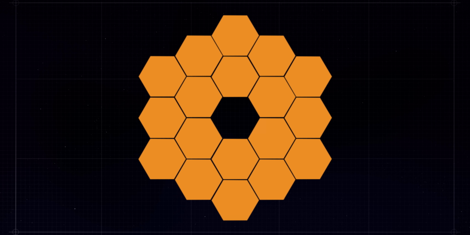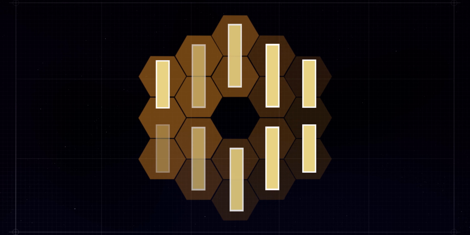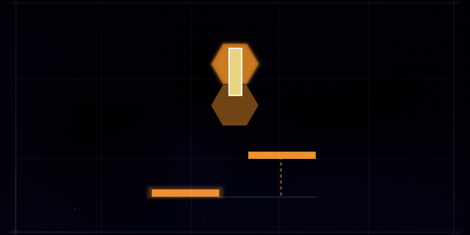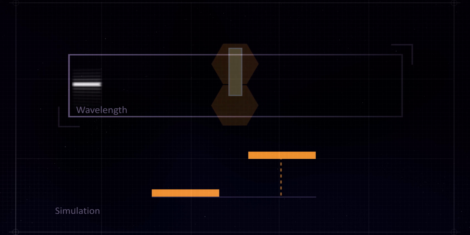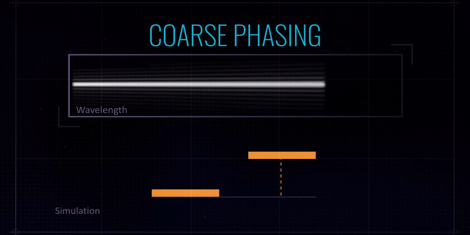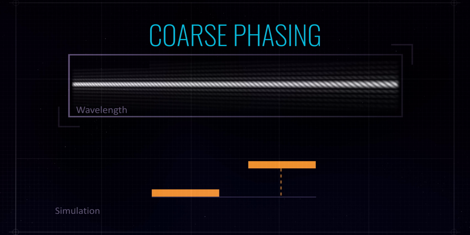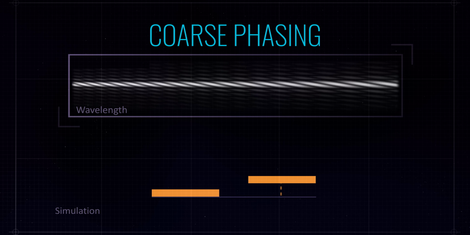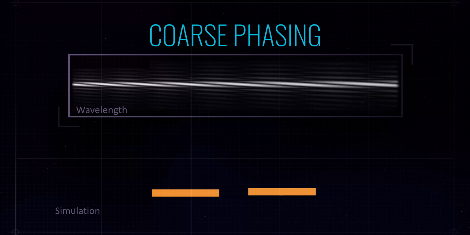And the next phase in the process is something we call coarse phasing. And that's where we adjust, well, literally it's the piston. It's the up and down motion of the mirror segments relative to each other. We control the piston of the segments so that they all come together in creating a complete monolithic primary mirror.